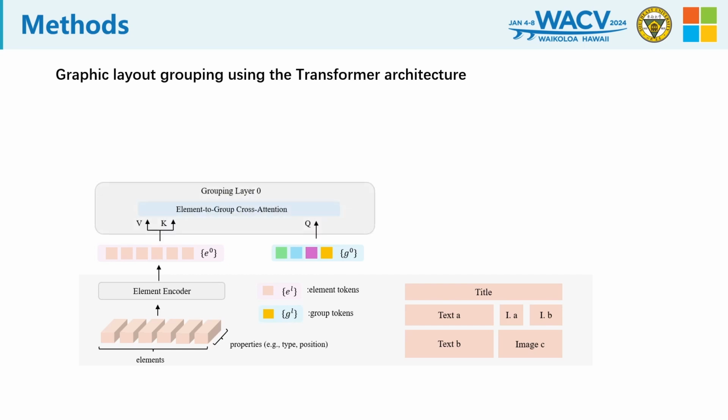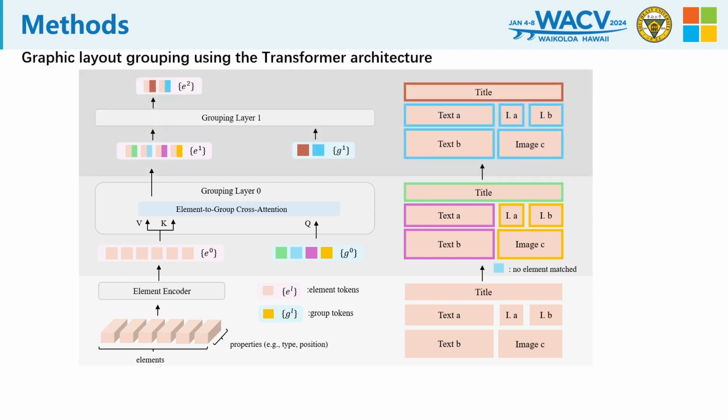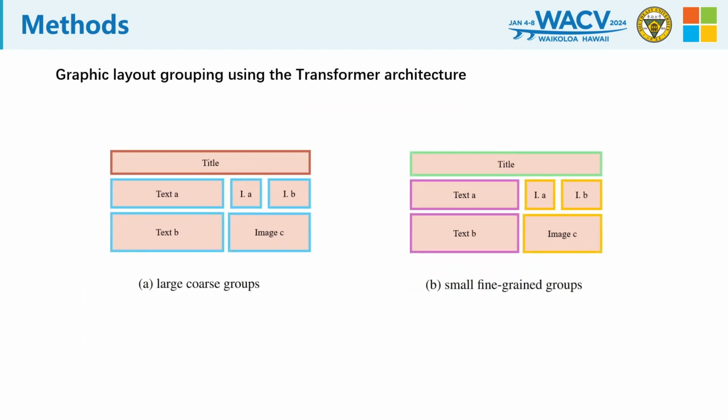Element tokens are concatenated with the group tokens into the self-attention for contextual representation learning. We set the two learning objectives, set prediction and anchor prediction, to assign elements to corresponding groups. On top is an element to group cross-attention which partitions elements into groups and obtains the new element tokens for the next layer. Finally, we get the hierarchical grouping, two layers in this example, for this PowerPoint.